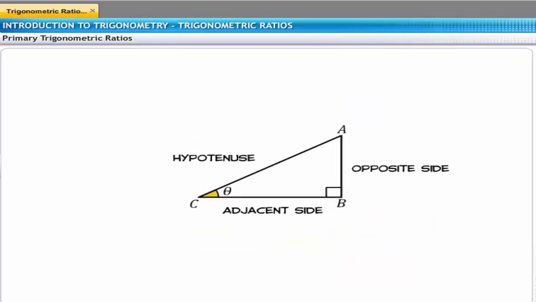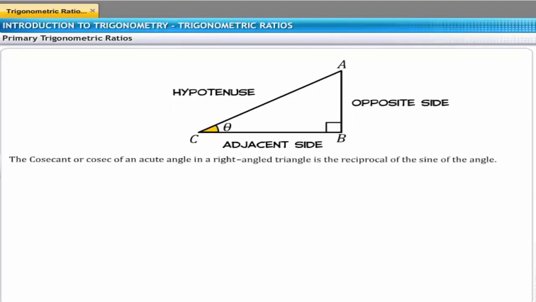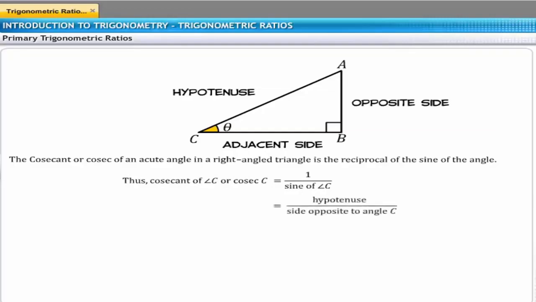Apart from the three primary trigonometric ratios, the reciprocals of these ratios are also defined. The cosecant or cosec of an acute angle in a right-angled triangle is the reciprocal of the sine of the angle. Thus, the cosecant of angle C or cosec C is equal to the ratio between the hypotenuse and the side opposite to angle C. Or, the cosecant of angle C is equal to AC upon AB.